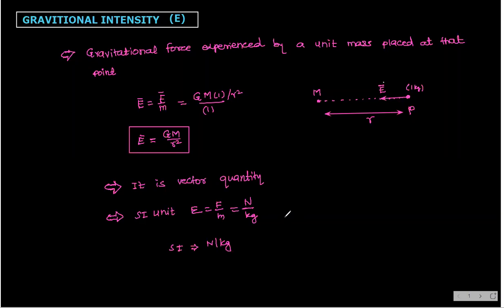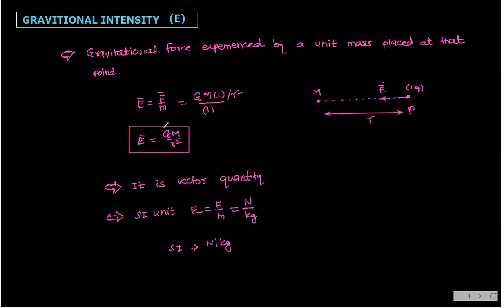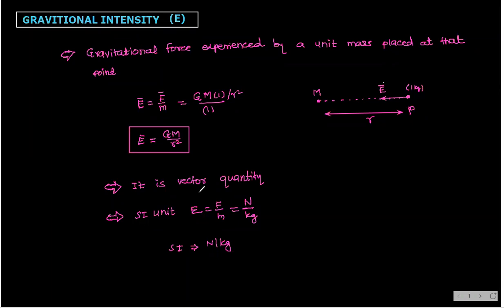Clear? Sir, E is equal to F by M. Yes, here I have written now, E is equal to F by M. This is F only, force. GMm by R square divided by 1, unit mass. Clear? Please note down.